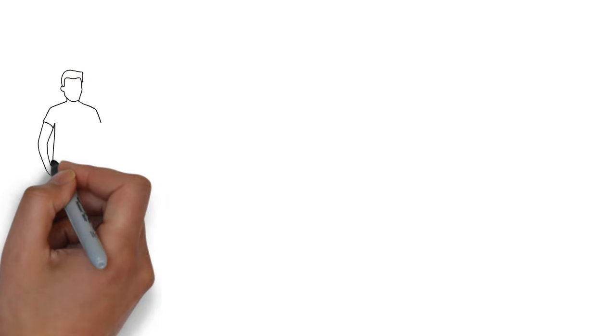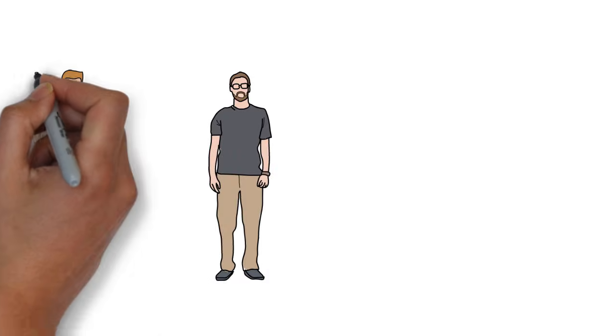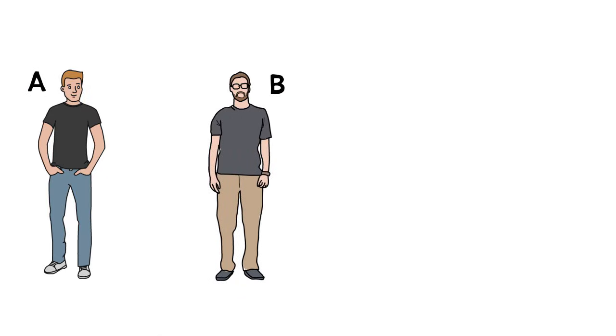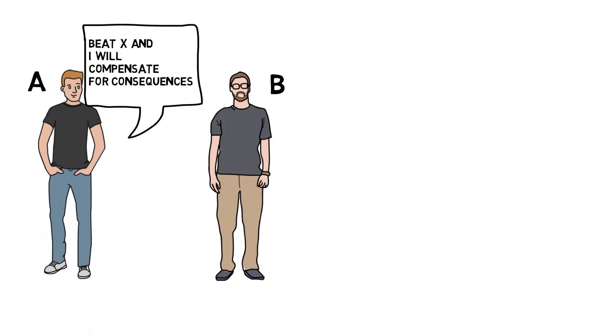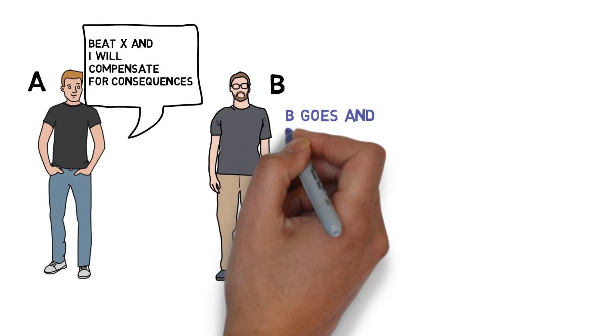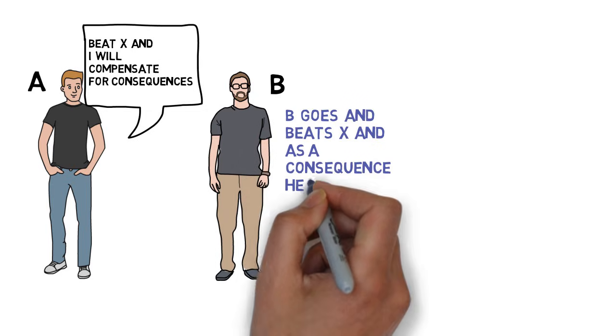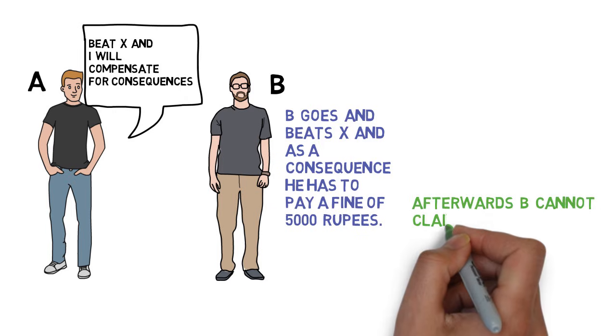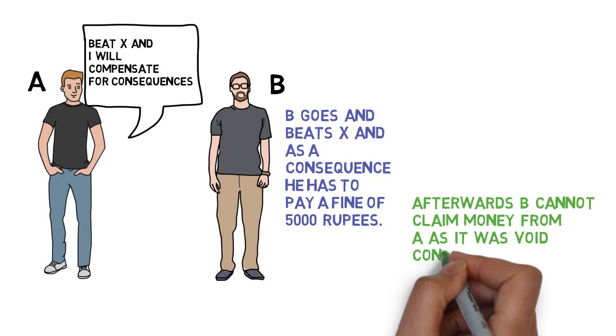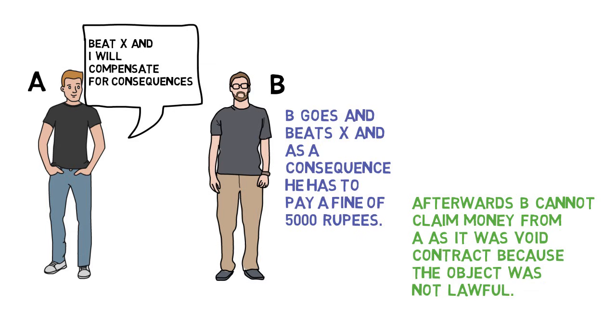Let's take one more example. There are two people, A and B. A goes to B and says, beat X and I will compensate for the consequences. B goes and beats X, and as a consequence he has to pay a fine of 5,000 rupees. Afterwards, B cannot claim money from A as it was void contract because the object was not lawful.